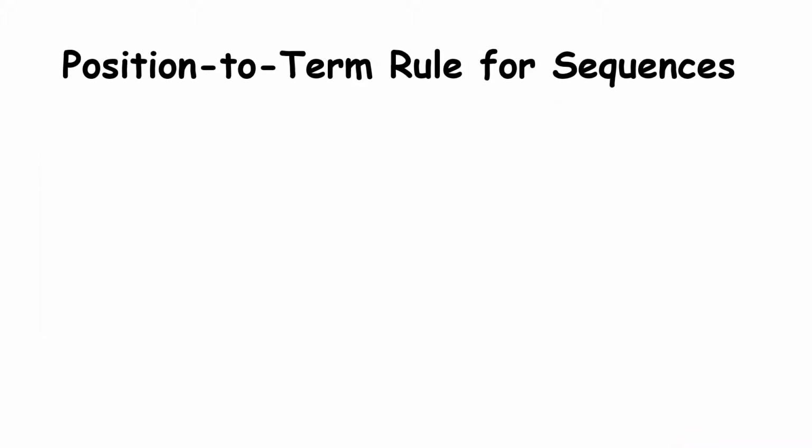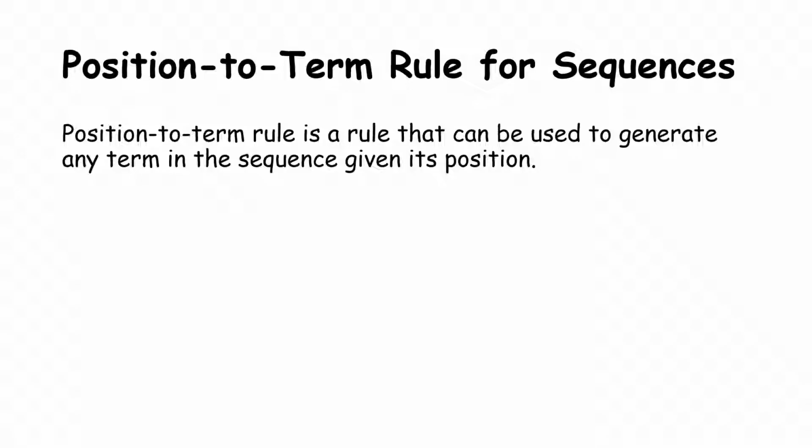So now let's talk about the position-to-term rule for sequences. A position-to-term rule is a rule that can be used to generate any term in the sequence given its position. In the last slides, we were working with the term-to-term rule, and that's nice for building up the first few terms of a sequence.